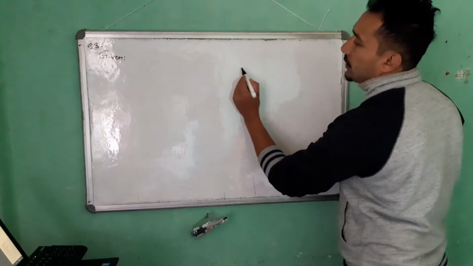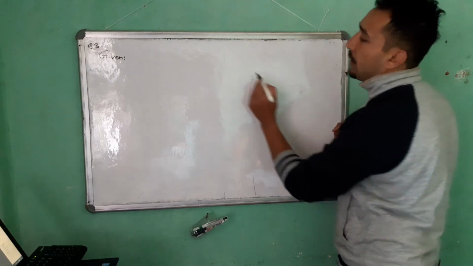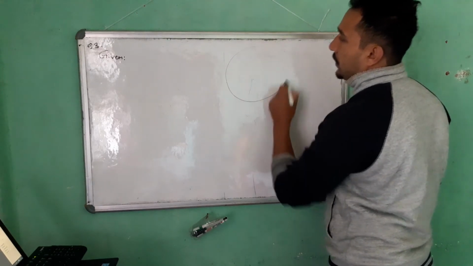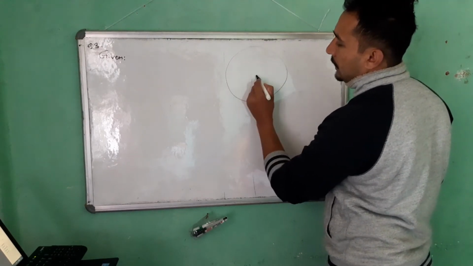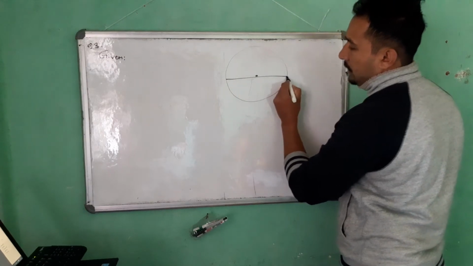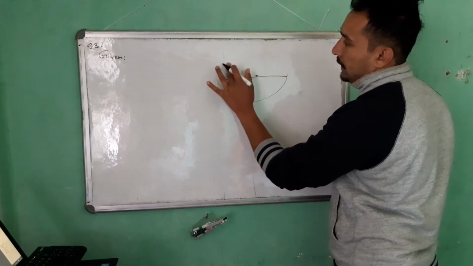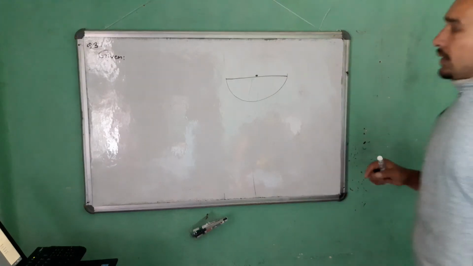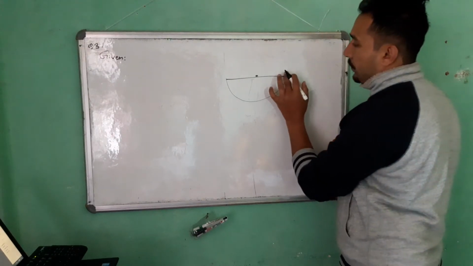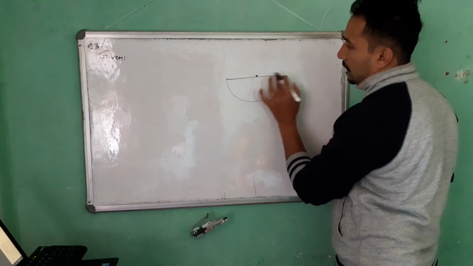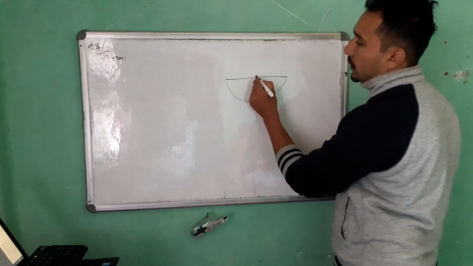there is a semicircular plate. Semicircle means half of circle. So this is your circle. Half of circle means this is the center. This upper part you erase it. This becomes the semicircle. This is the semicircle. This is the center.